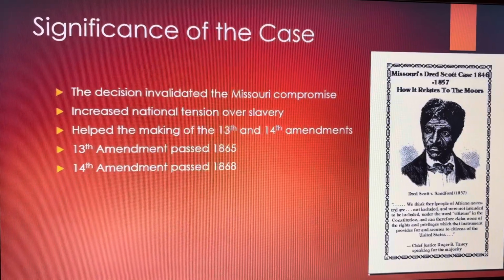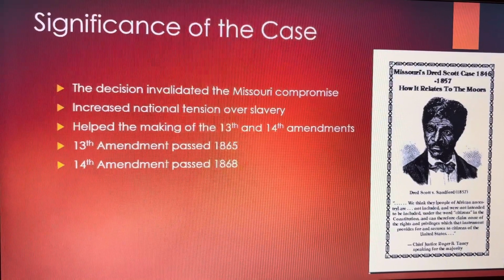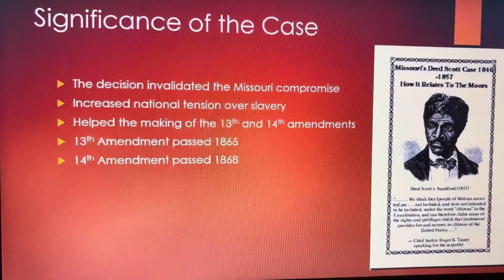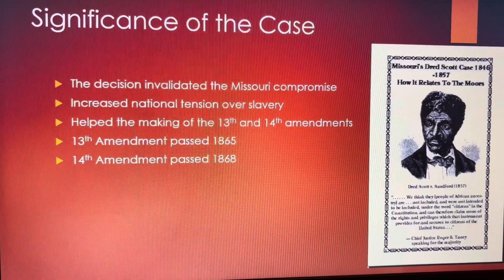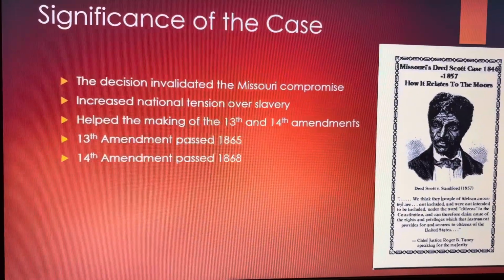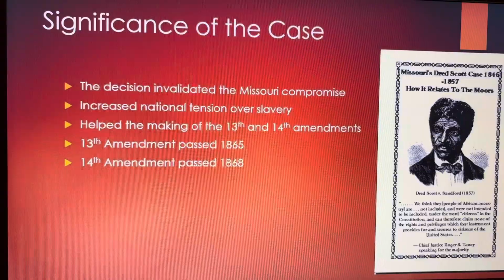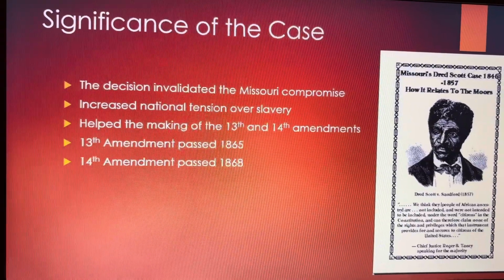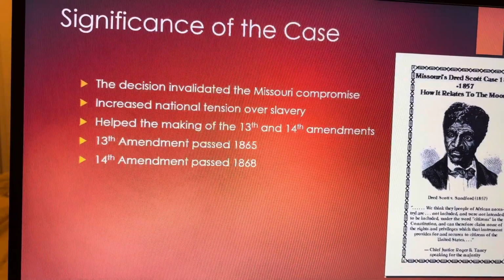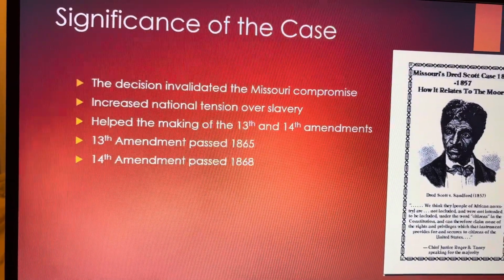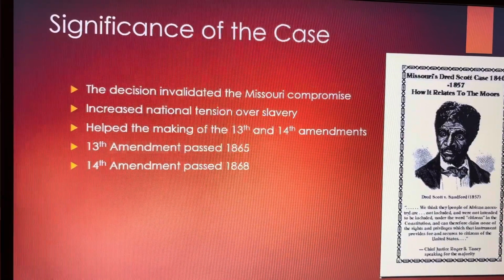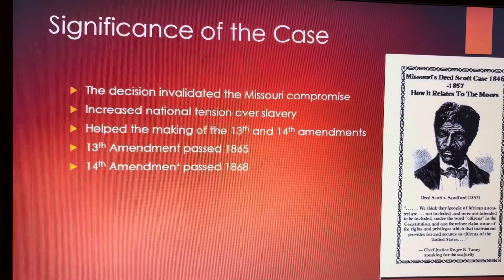Significance of the case. The decision invalidated the Missouri Compromise, which increased national tension over slavery. This case helped pass the 13th and 14th Amendments. The 13th Amendment was passed in 1865. It abolished slavery and undid the idea that people could legally be held as property.